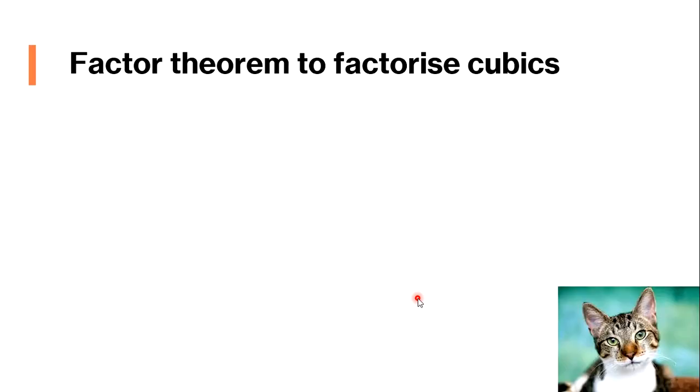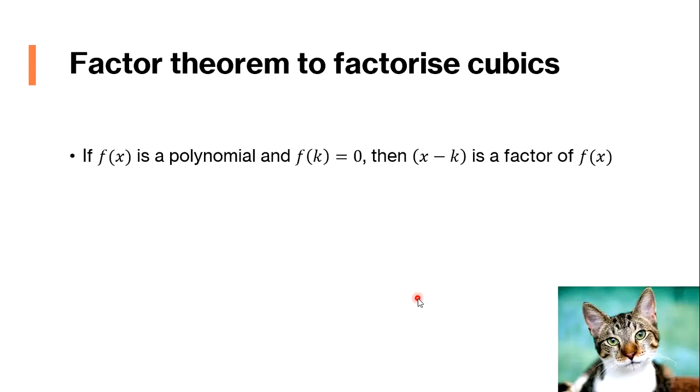Next thing we're going to go over, factor theorem to factorise cubics. If f of x is a polynomial, and f of k equals 0, then x minus k is a factor of f of x. This is the factor theorem. We've covered it in previous videos. You should be okay on this one. So here's an example. Factorise f of x equals 2x cubed plus x squared minus 8x minus 4 fully.